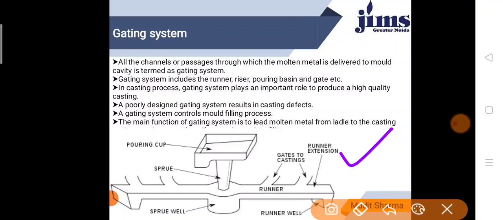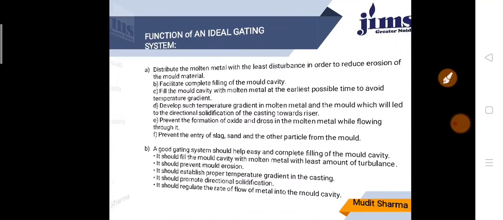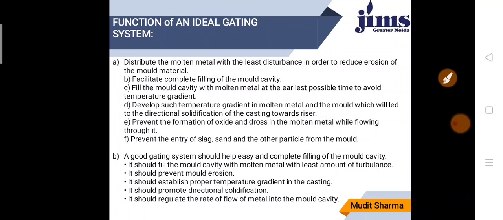That means the molten metal maintains its state, and its cooling rate is high when the mold cavity is completely filled. The gating system should ensure that enough molten metal reaches the mold cavity. The metal entry into the mold cavity should be properly controlled.